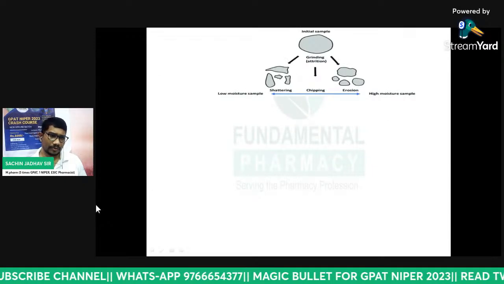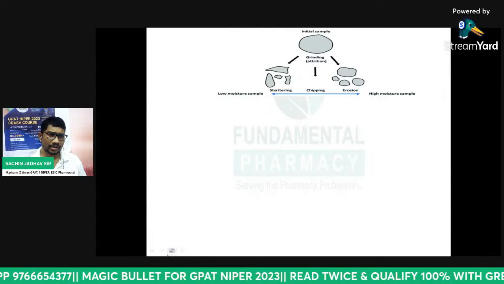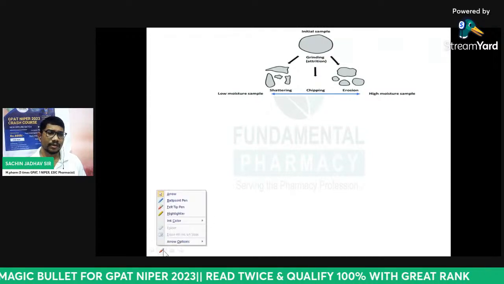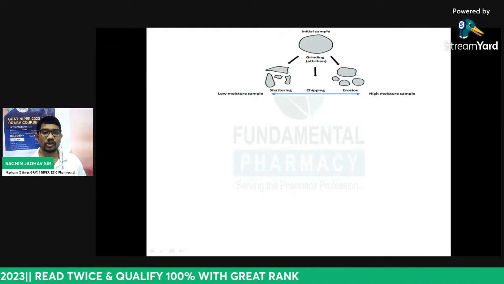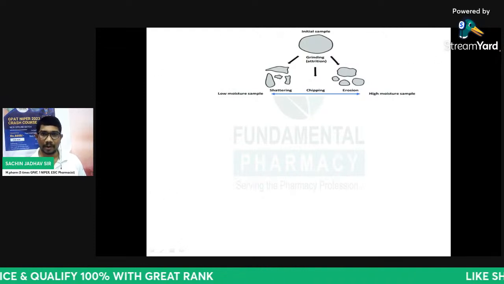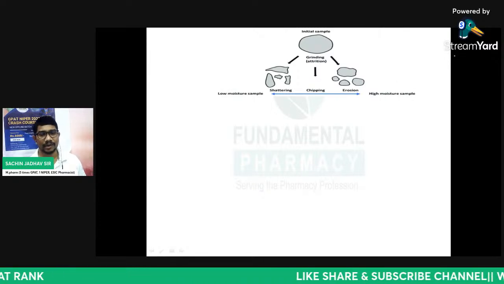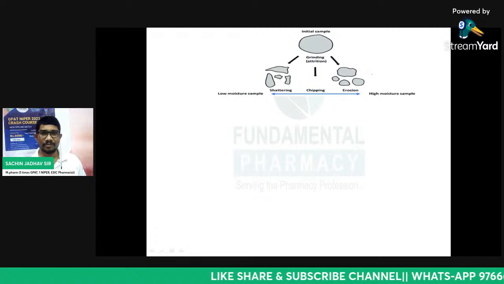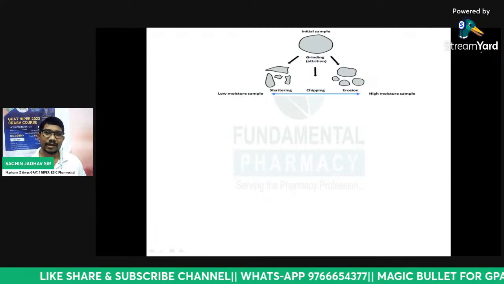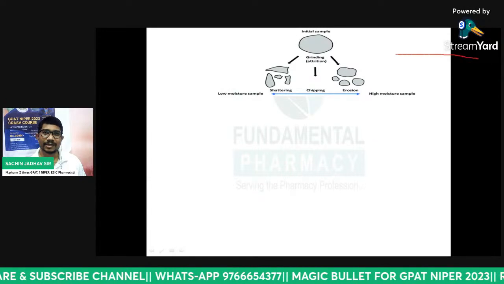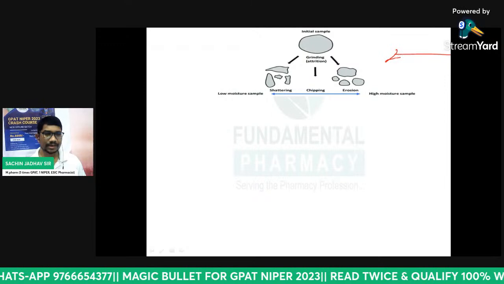First of all, what do you mean by size reduction? Size reduction मतलब क्या होता है? Size reduction is nothing but the deformation of original particles, or decrease in the size of original material, or deformation of clumps or lumps. Size reduction मतलब क्या है कि बड़ा वाला जो particle size है उसका छोटा करना. That is nothing but size reduction.